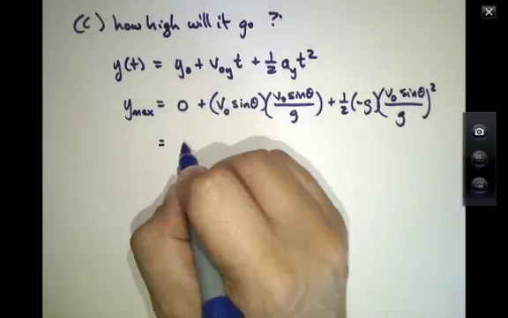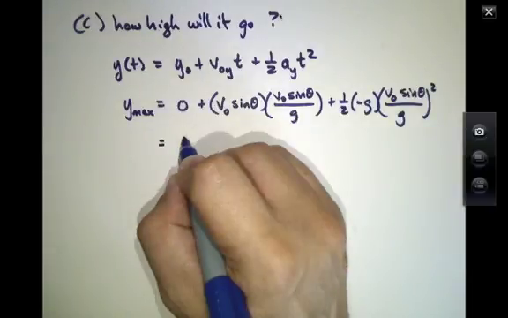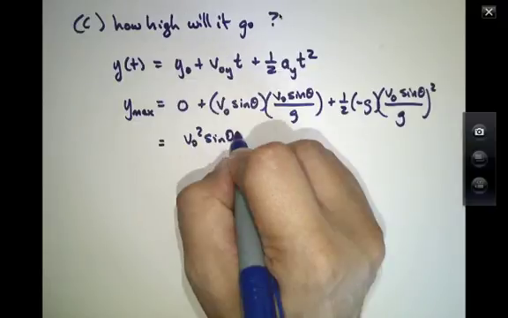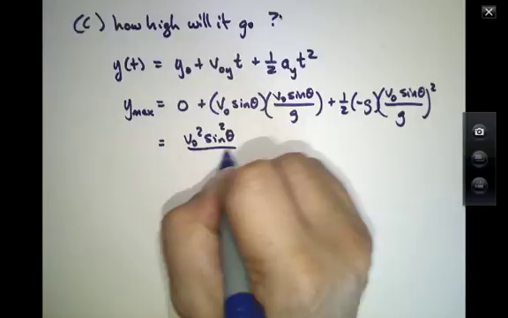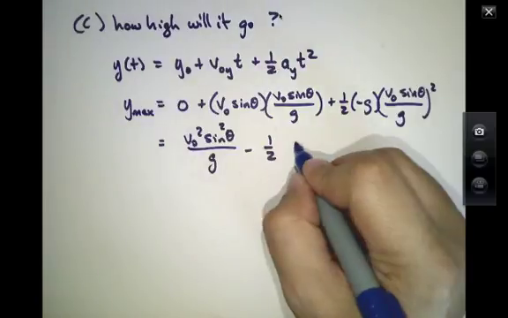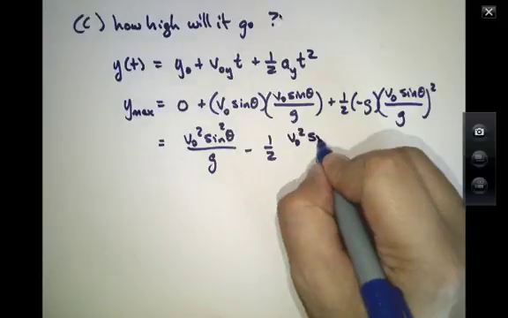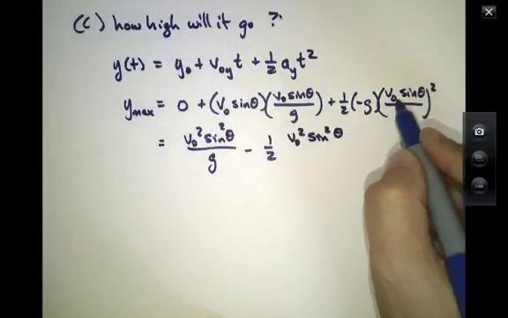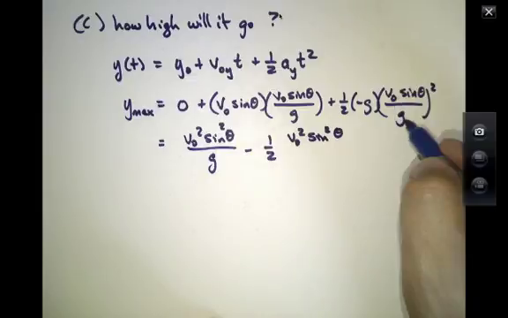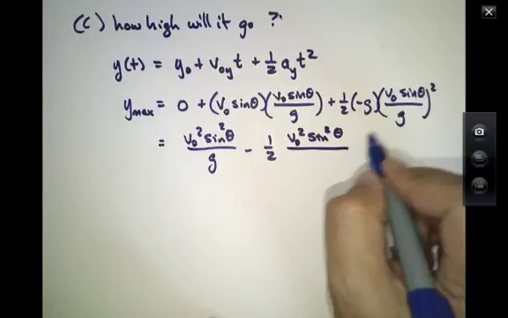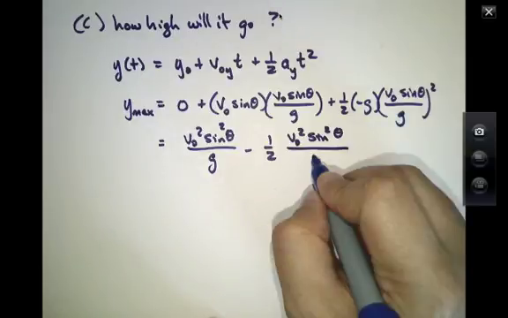So this equals v naught squared sine squared theta over g minus 1/2 v naught squared sine squared theta. That's from squaring these two things. Now it should be divided by g squared, but it's going to be canceled by one of those g's. One of those g's will be canceled by the g up front.